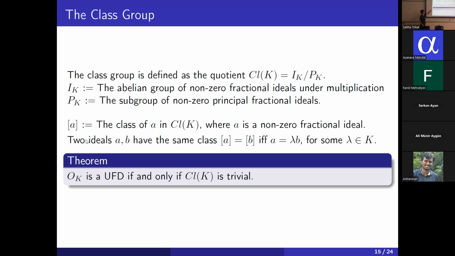Here we define a new term: we say that two ideals have the same class if and only if our ideal A is equal to lambda times B for some lambda in the number field. And the theorem tells us that the ring of integers is a unique factorization domain if and only if the class group is trivial.